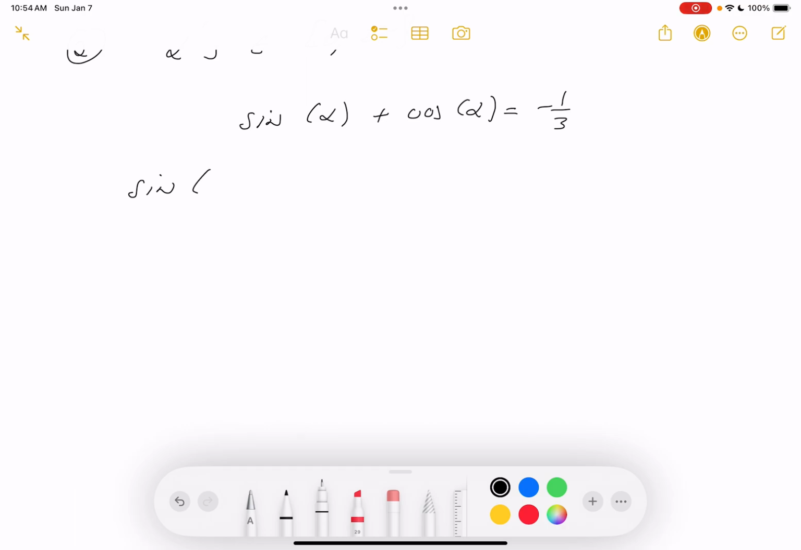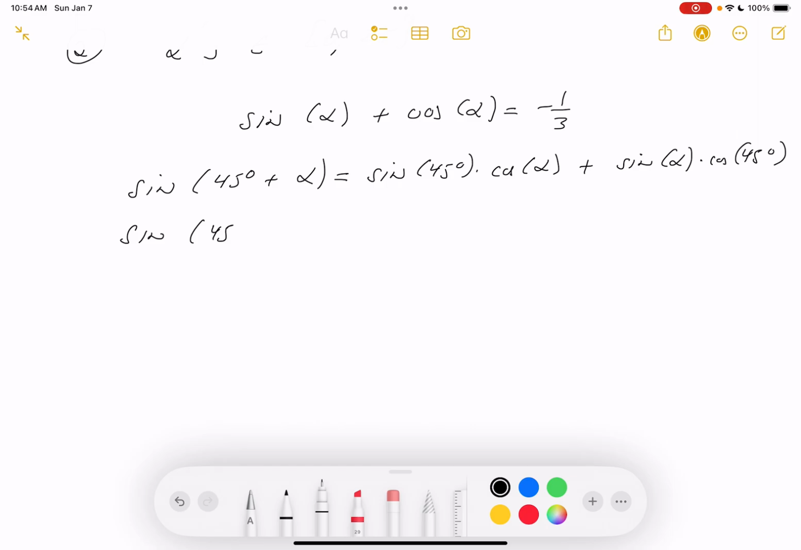So what I'm going to write down is a sum formula that's easy to verify: the sine of 45 degrees plus some number alpha. Well, it's a sum formula. You should be familiar with this. It's going to be sine of 45 degrees cosine of alpha, plus the sine of alpha, the cosine of 45 degrees. I'll go back to radian later, by the way.